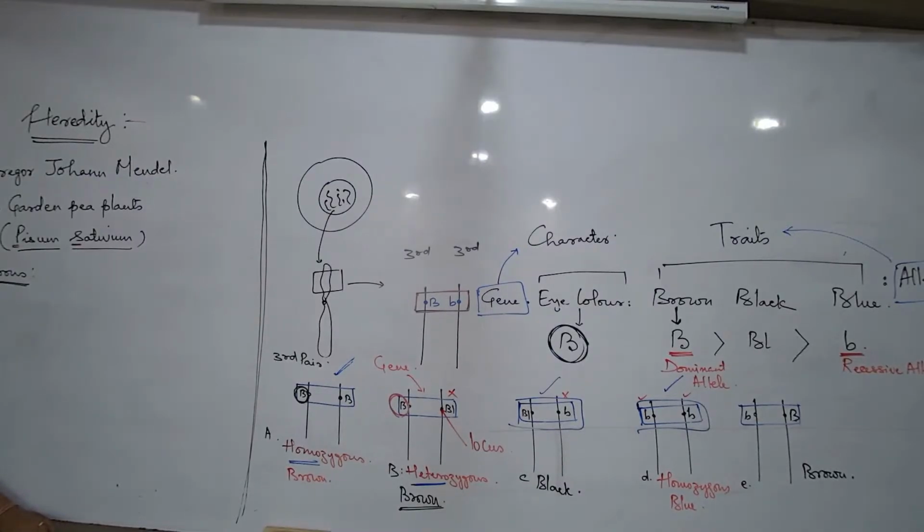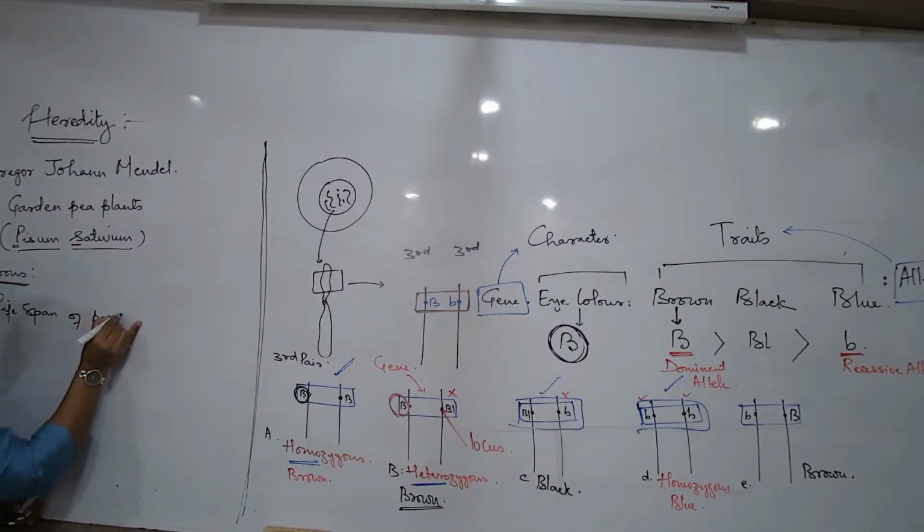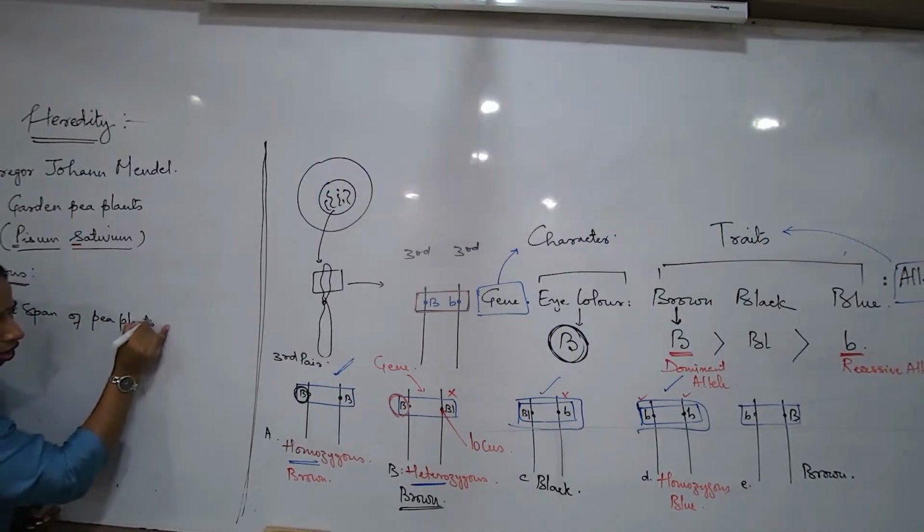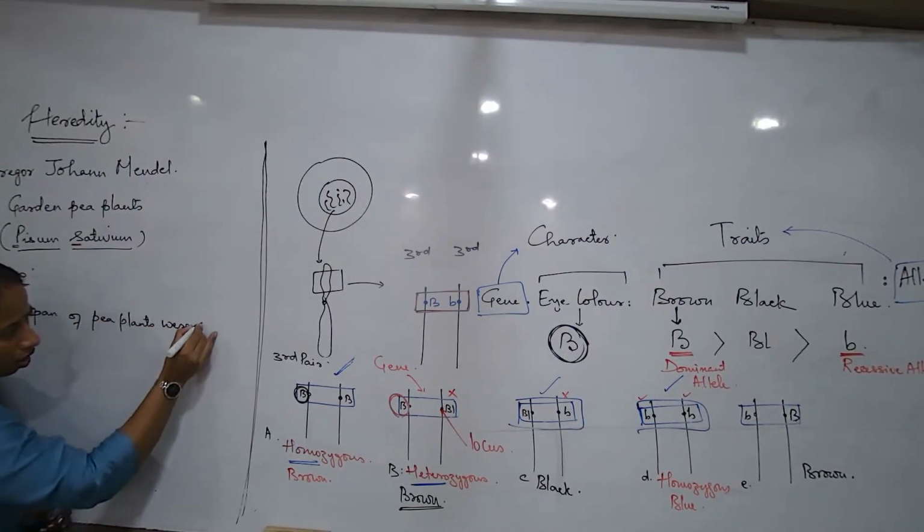With some exceptions, definitely. So we are going to talk about the reasons why Mendel had selected the pea plants for his experiments. Number one, the first reason is the lifespan of these plants is very short.